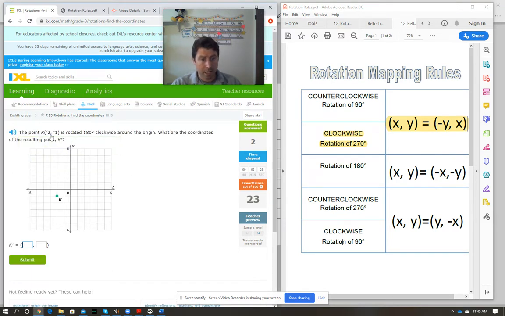Now, 180 is very easy because for 180, you don't have to flip anything. Look at the rules for 180. You just take the opposite of your x and your y. So you just rewrite this as -2, -1, and then you ask yourself, what's the opposite of -2? Well, +2. What's the opposite of -1? +1. So this point would be right here. And that makes sense because this is 90 degrees and this is 180. So you're basically going like this, 90, 180.